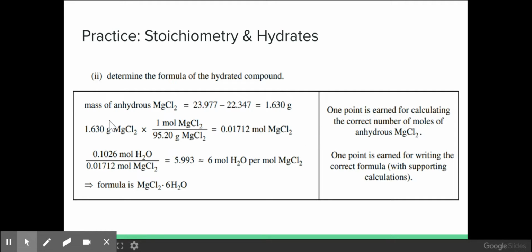So if you at least got up to this step, you would have gained a point for finding the number of moles of anhydrous MgCl2. But then the second point would be the correct formula. So altogether, that question was worth 4 points. So you can actually give yourself a score, see how you would have done.